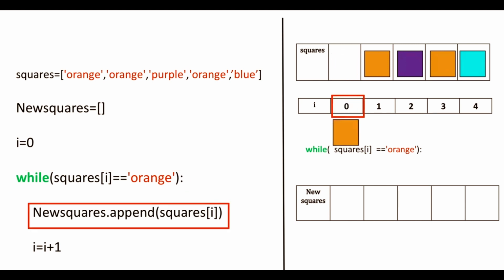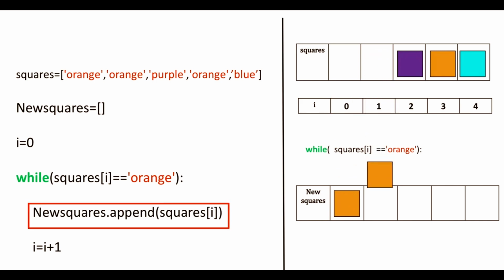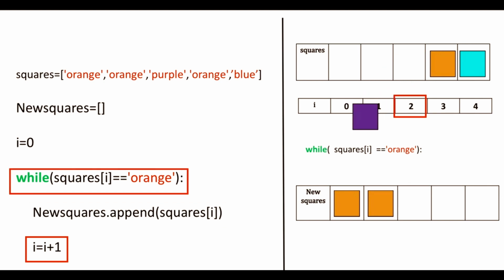We append the value of the first element of the list squares to the list new squares. We increase the value of i by 1. We append the value of the second element of the list squares to the list new squares. We increment the value of i. Now the value in the array squares is purple. Therefore, the condition for the while statement is false, and we exit the loop.